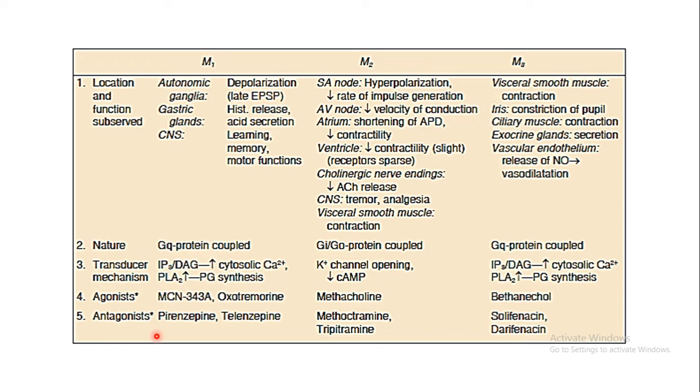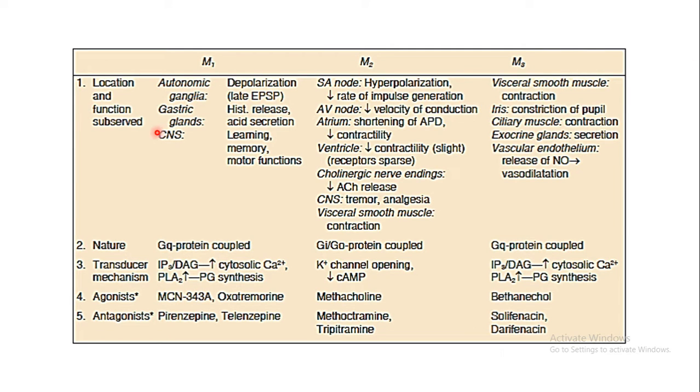Now coming to the details about the muscarinic receptors. I have told you the first 3, M1, M2 and M3, are quite important, right? So we will focus more on these 3 types of receptors.